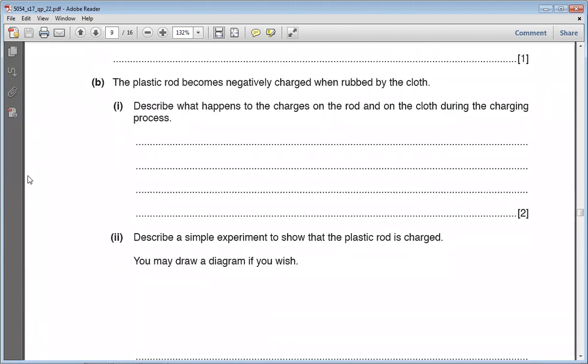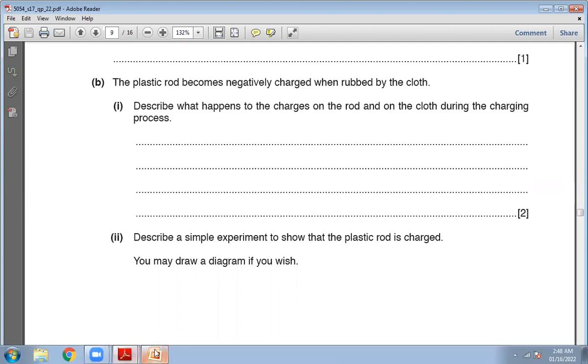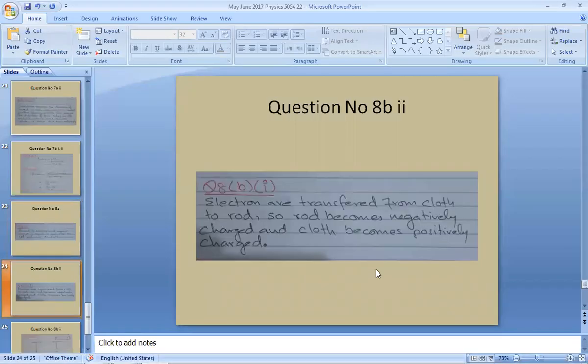So B, the plastic, question number 8 part B: the plastic rod becomes negatively charged when rubbed with the cloth. So the rod becomes negatively charged. Describe what happens to the charges on the rod and on the cloth during the charging process. So when you rub them with each other, see what happened: the electrons from the cloth have transferred to the rod. So the rod will become negative and the cloth, which has lost electrons, will become positively charged. Okay, so let's have a look at the answer.